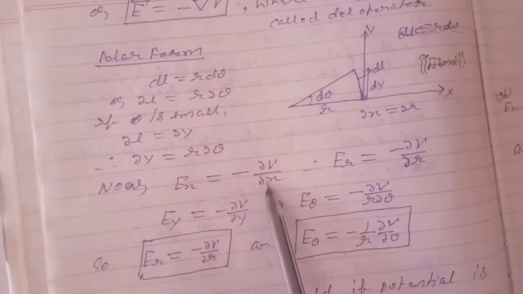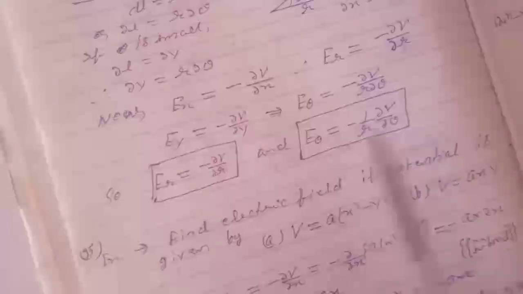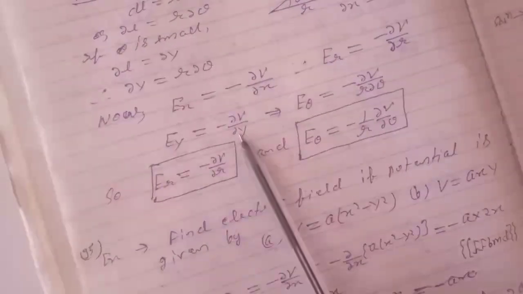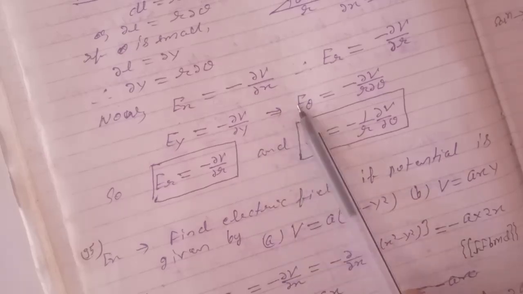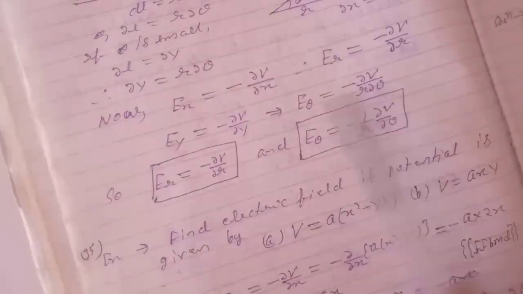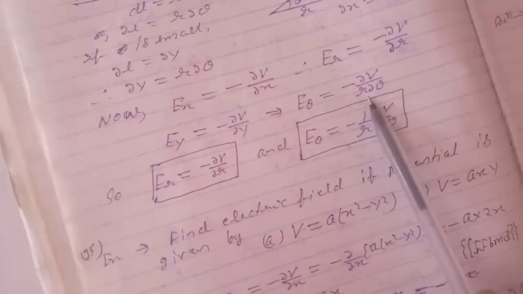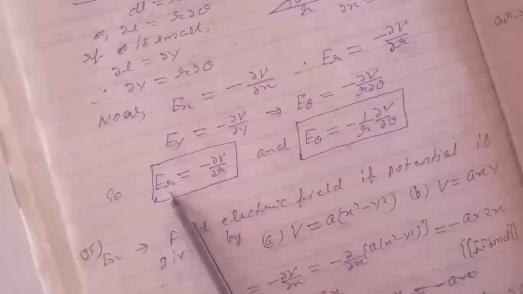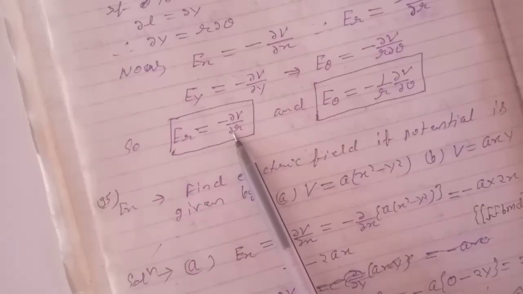So Ex will be minus del v by del x, and hence Er will be minus del v by del r. And Ey will be minus del v by del y. This implies in y direction we have theta, so E theta equals minus del v by r into del theta, because del y is equal to r del theta. So E theta will be minus del v by r del theta. So we can write Er equals minus del v by del r.